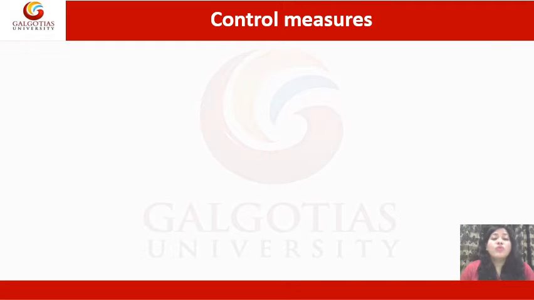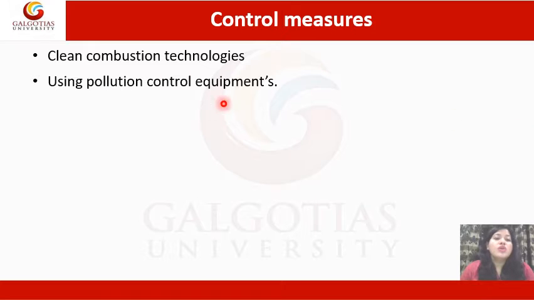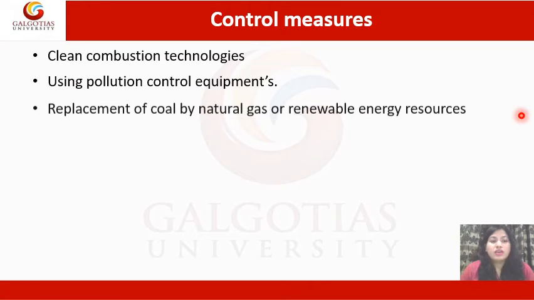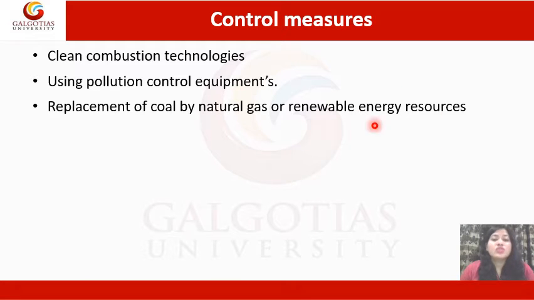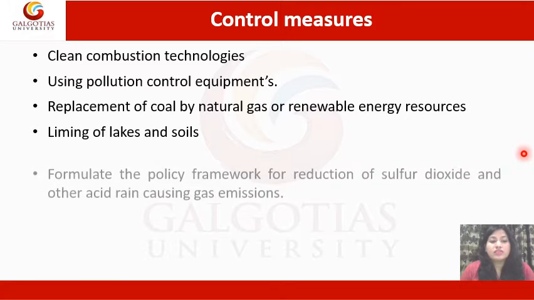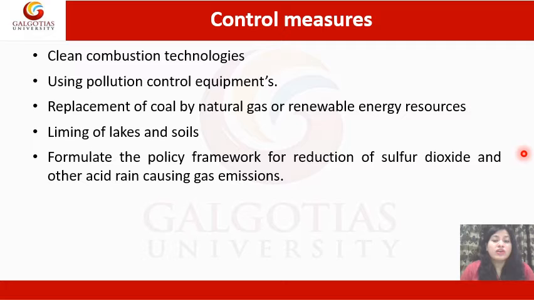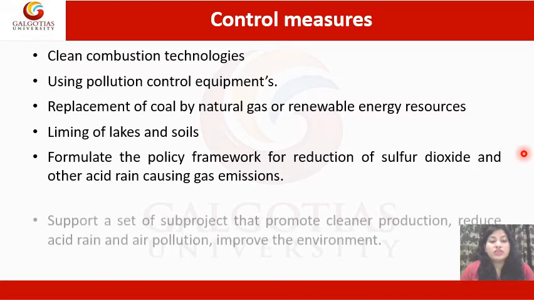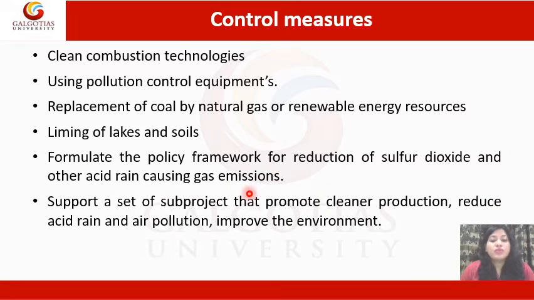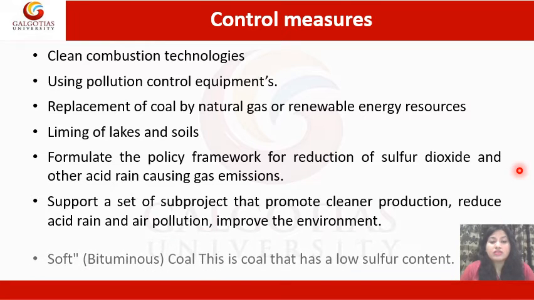Now, let us see what control measures are adopted to decrease acid rain. Clean combustion technologies using pollution control equipment. Replacement of coal by natural gas or renewable energy resources. Liming of lakes and soils. Formulate the policy framework for the reduction of sulfur dioxide and other acid rain causing gas emissions. Support a set of sub-projects that promote cleaner production, reduce acid rain and air pollution, and improve the environment.